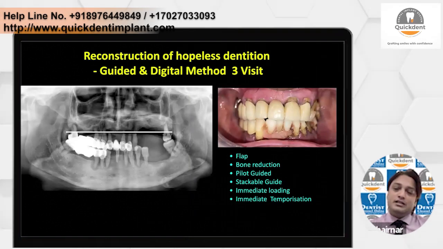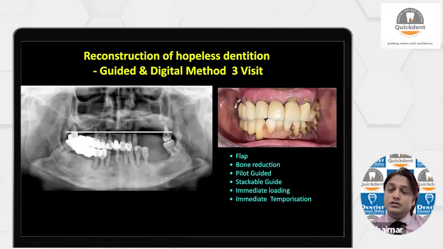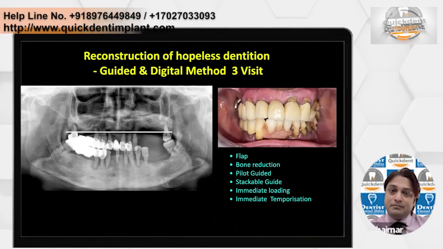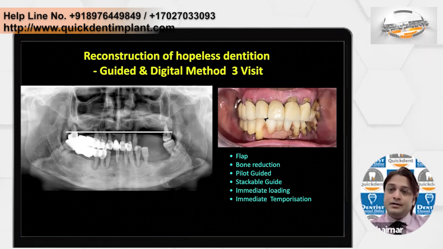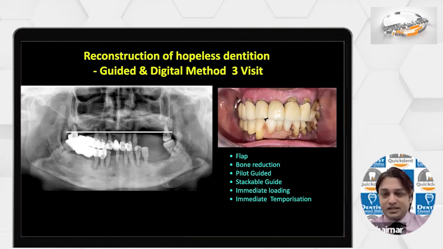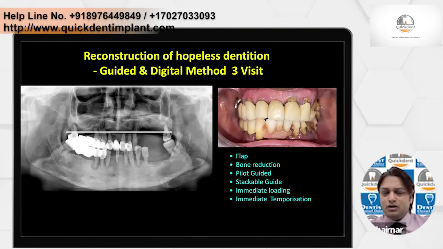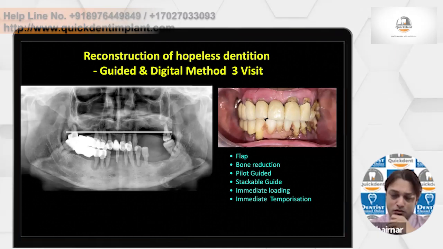Let me show you another case where we are doing guided as well. The bone is not stable. At the same time, if you see, the bone is resorbed in the posterior area, and not all the teeth are present, unlike the previous first digital case where all teeth were present, right? Here we need to do certainly some kind of bone reduction also.